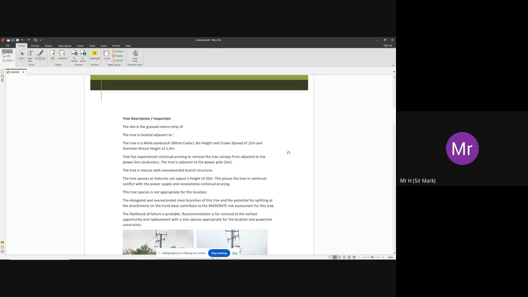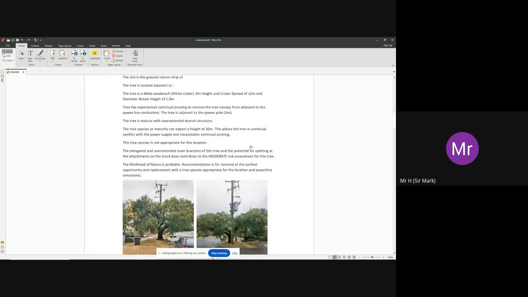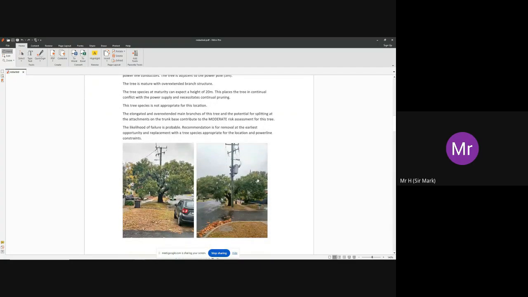So the tree's a White Cedar. It's 6 meters high. It's got a crown spread of 12 meters. And we actually have some images of it, which is really neat. This is our tree here. And the landscape architect, I don't know whether arborist is the right way. I don't know what his or her qualifications are in arboriculture. They're trained, as I understand it, in TRAQ. I haven't declared that. But they've certainly used the TRAQ system and they've used it with some degree of competence.